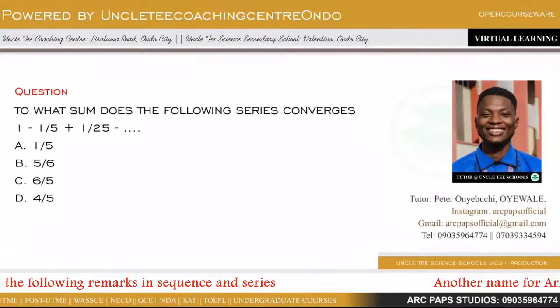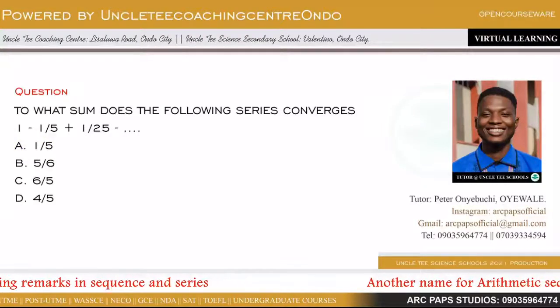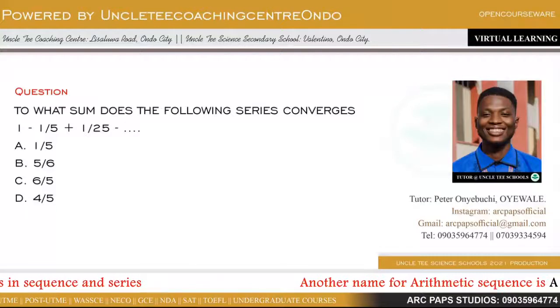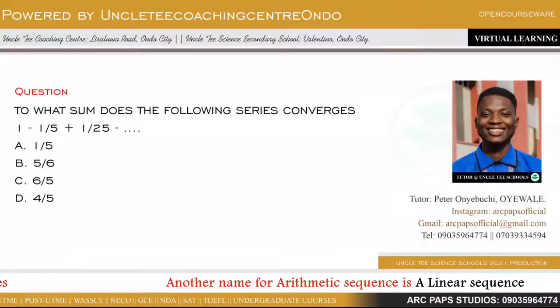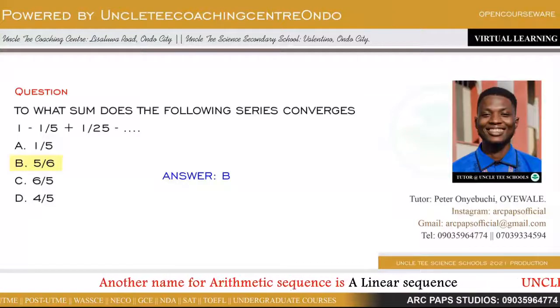Now in this particular question, to what sum does the following series converge? So which is our sum to infinity? So that is a over 1 minus r, 1 over 1 minus 1 over 5, which is 1 over 4 over 5... that will be 5 over 6, which is option B.